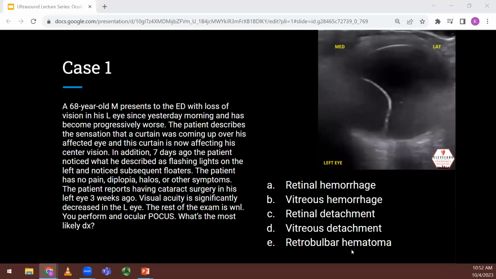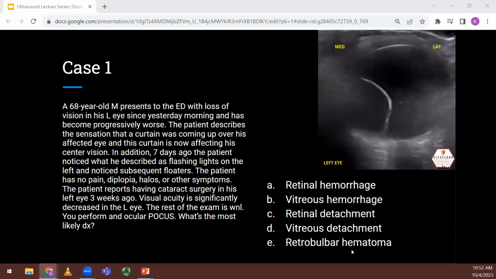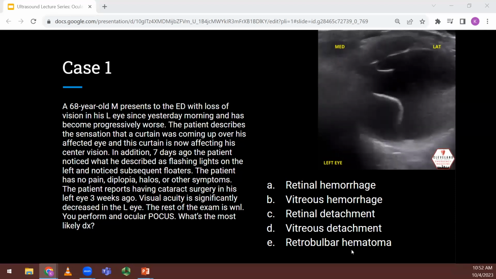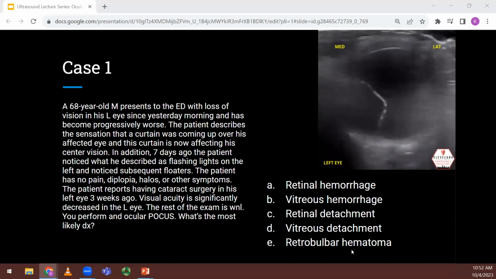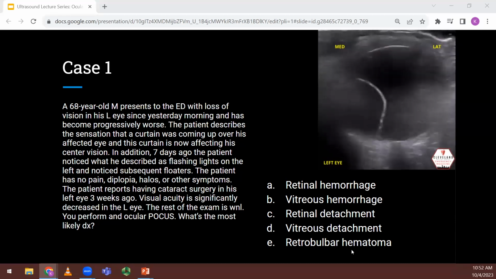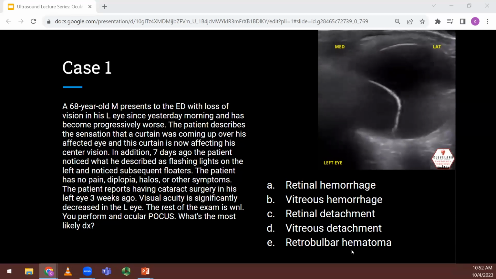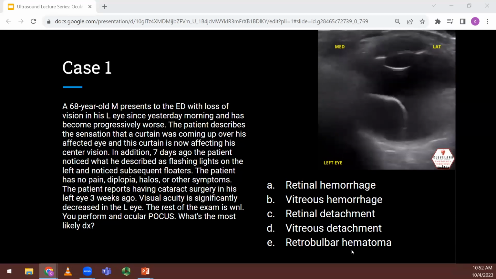He said 7 days ago, he noticed flashing lights and then some floaters. He didn't notice any pain, no diplopia, no halos, no other symptoms. He had a cataract surgery 3 weeks ago. And then on physical exam, the most important thing is that the visual acuity is decreased on the left eye. All right, you do a POCUS.